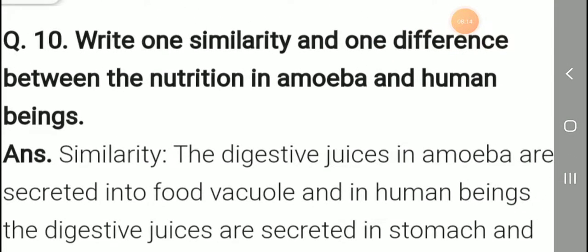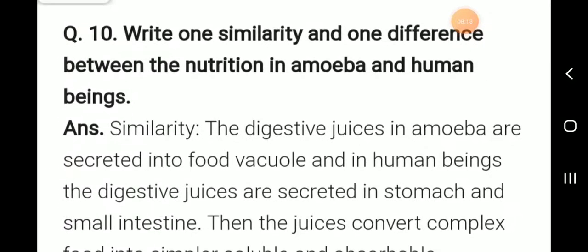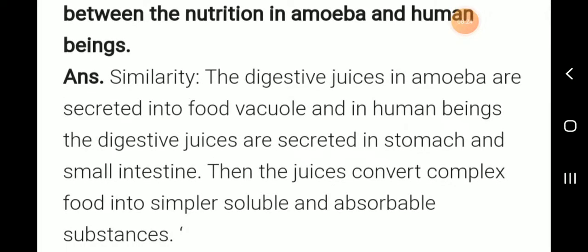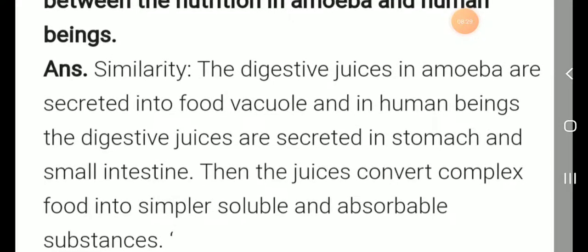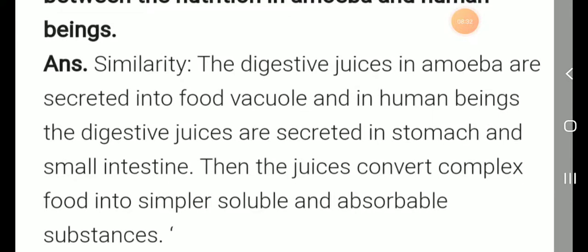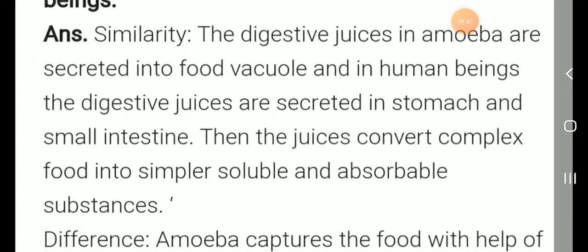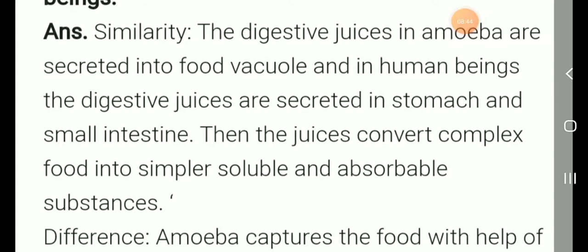listen. Write one similarity and one difference between the nutrition in amoeba and human beings. Similarity: the digestive juices in amoeba are secreted into the food vacuole, and in human beings the digestive juices are secreted in the stomach and small intestine. The juices convert complex food into simpler, soluble and absorbable substances.